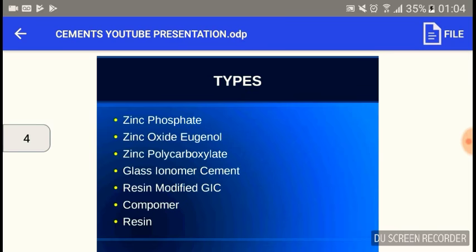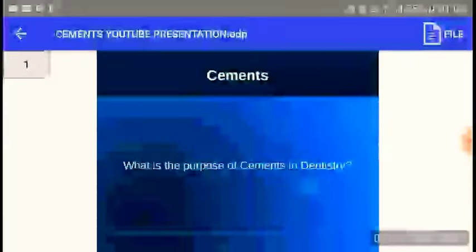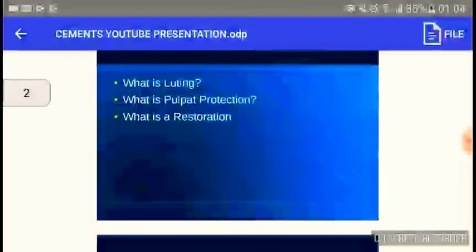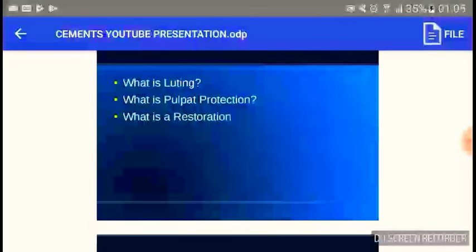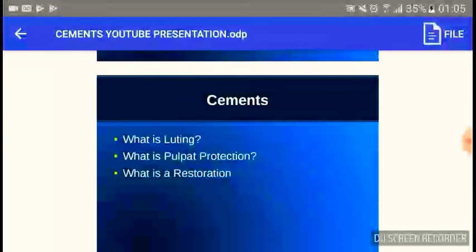Now, I mentioned before that there's something called pulpal protection, because remember I said there's luting, pulpal protection, as well as restorations. So pulpal protection is very important. It protects against pulpal irritation, whether it be from thermal, chemical or mechanical insults. So how do you protect the pulp?